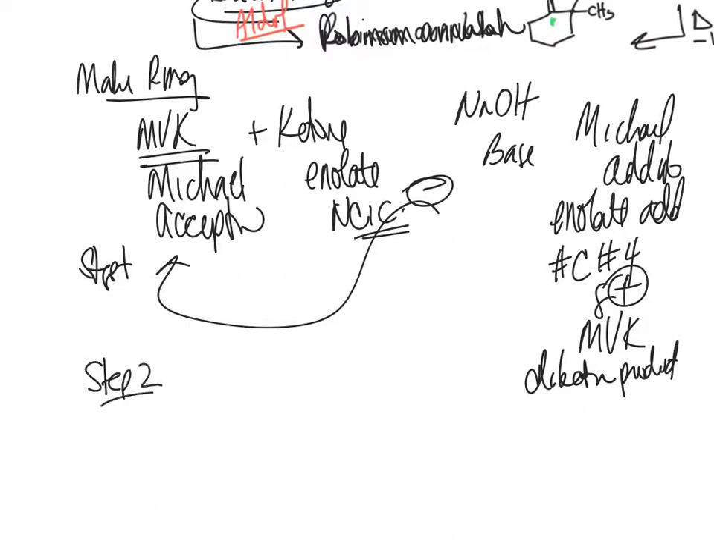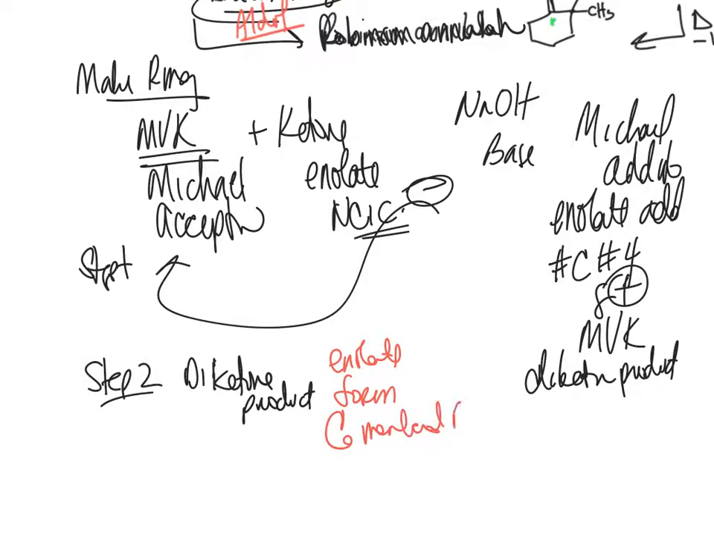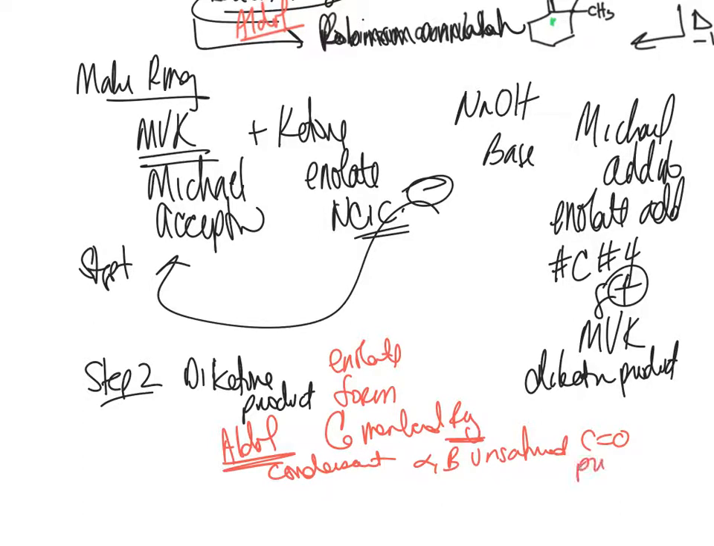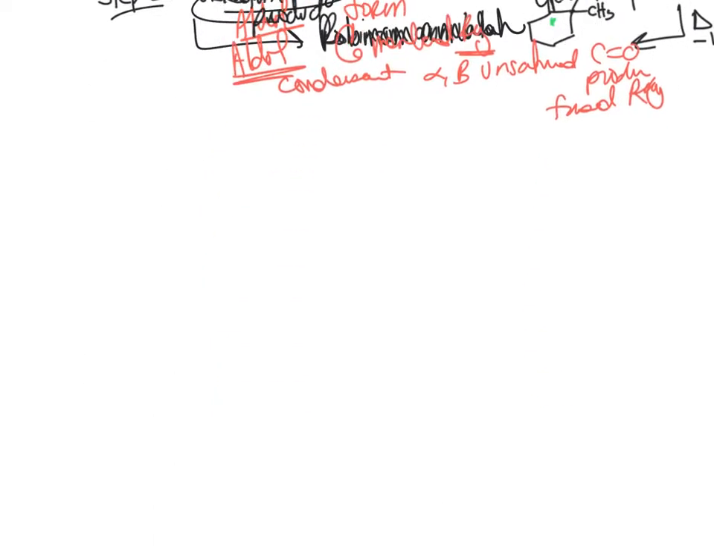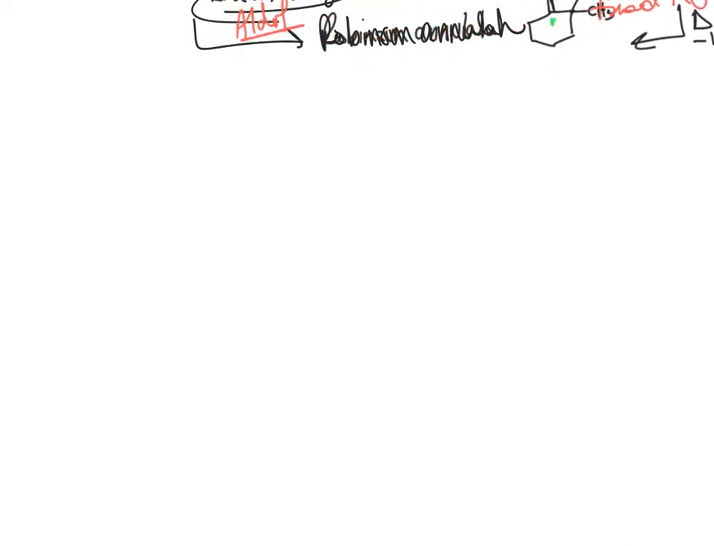Step 2, you had a diketone and you generated an enolate to form a six-membered ring. And this was an aldol. So you finish up with an aldol condensation and it formed an alpha beta unsaturated carbonyl product that was a fused ring. Okay, so you made a fused ring. So that's the summary.